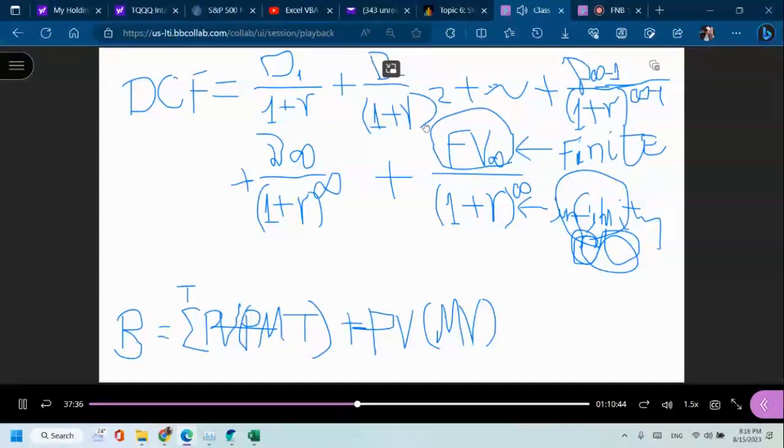Divide any finite number by infinity, it will become an infinitely small number. There's a name for that: infinitesimal number, which is close to zero. It doesn't become zero, but it approaches zero. It's going to be a very, very small number.